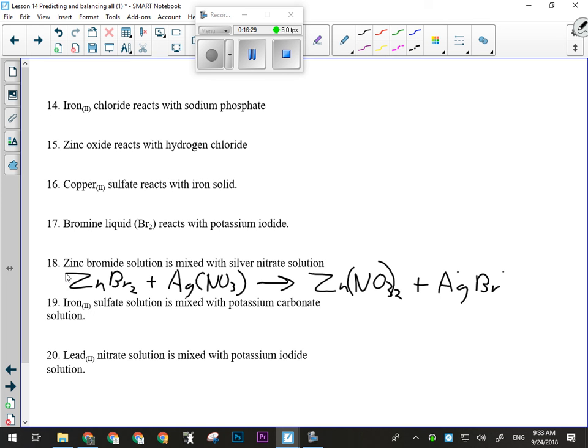I'm going to start balancing with the nitrates. I'm going to put a 2 here in front of silver nitrate to balance them. That will give me 2 silvers, which I have to balance on the product side over there. That gives me 2 bromines. I got 2 bromines over here, 1 zinc, 1 zinc, so we're good. Okay. Any other ones?